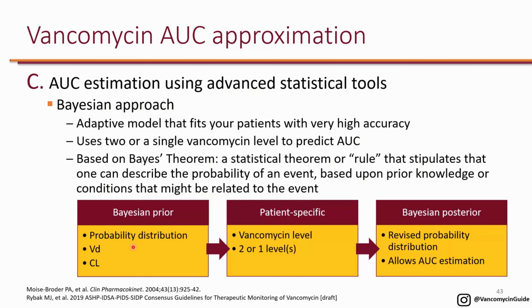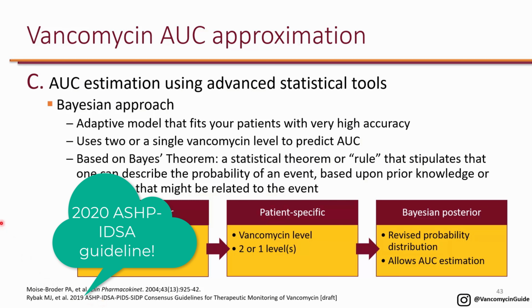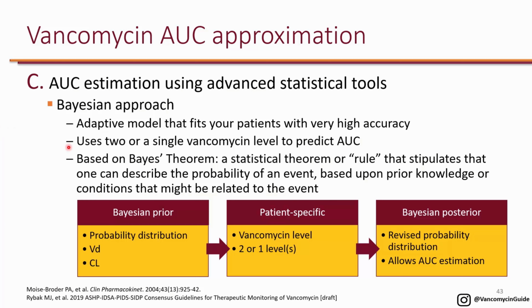Now, another thing that you can do, which is what the new 2019 IDSA guidelines are recommending, is to use the Bayesian approach. Now there are Bayesian software that are becoming pretty readily available and affordable. Bayesian software uses an adaptive model that fits your patient with very high accuracy. And these models can use either a single level or 2 levels. Using 2 levels is more accurate, but nevertheless, even a single vancomycin level is very accurate in predicting AUC. The Bayesian approach uses the Bayes theorem.